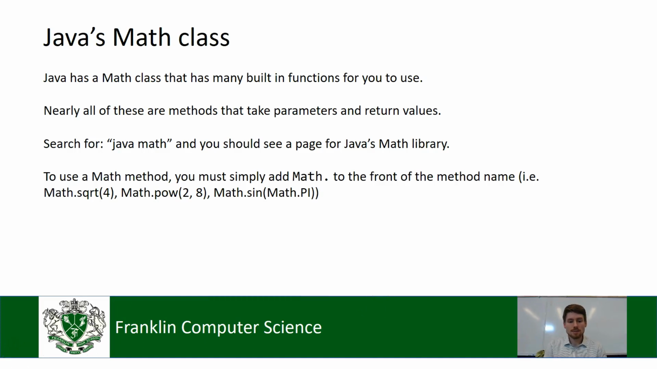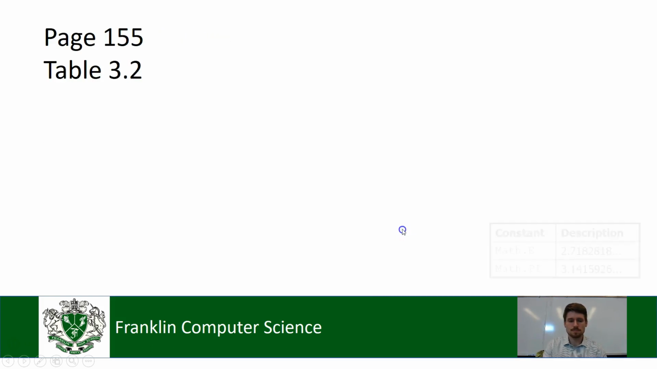When you want to use a math method, you have to write that it's coming from the math library. So you add Math with a capital M dot in front of the method name. So for example, Math.sqrt of 4, Math.pow 2, 8, Math.sin of Math.PI. So these would be examples of how you can calculate various expressions using the math methods.